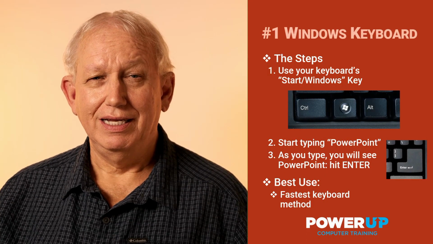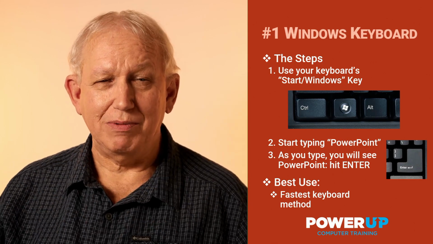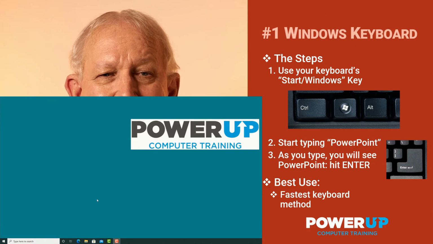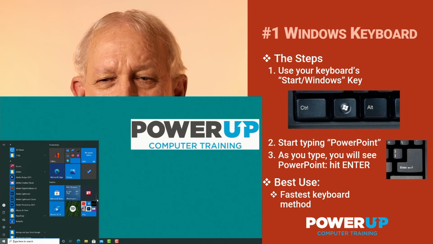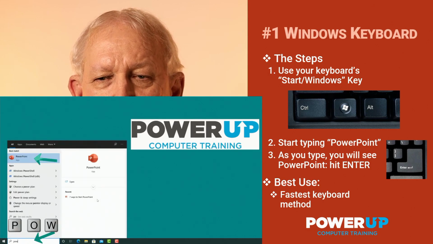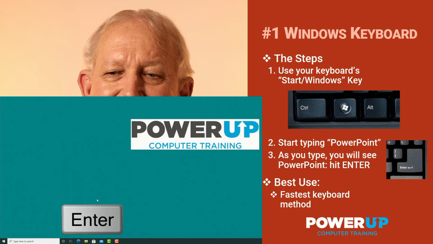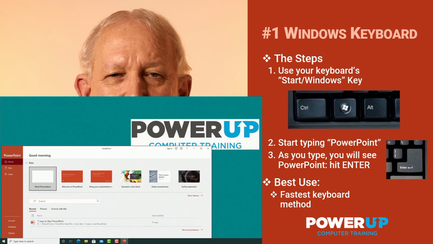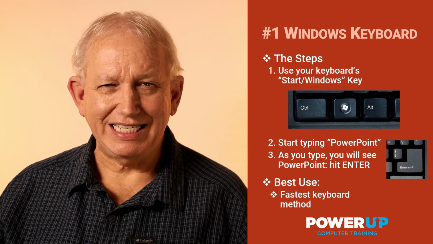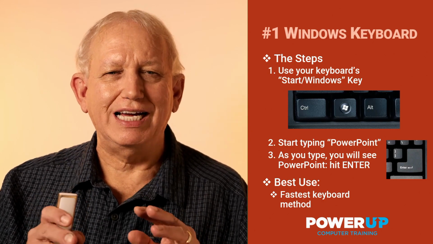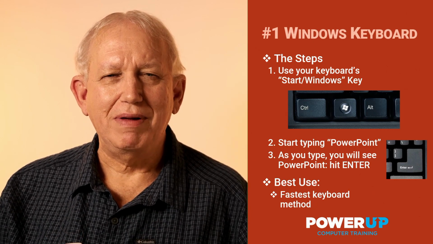Number 1, the keyboard. This is my favorite way because I typically work on the keyboard all the time. Let's see how this is going to work. What you're going to do is hit the Windows key on your keyboard and then just start typing away the name of the program. In our case, POW for PowerPoint, and it shows up at the top of the list. Once it's identified a unique item, we hit enter and bingo, the software fires up. This is my favorite way because, as I say, I work on the keyboard all the time. I don't have to take my hand off. Windows key, type the first letters of the program, and off we go.